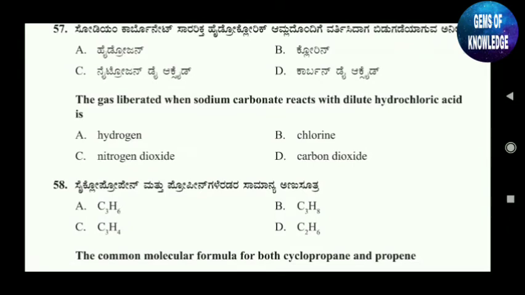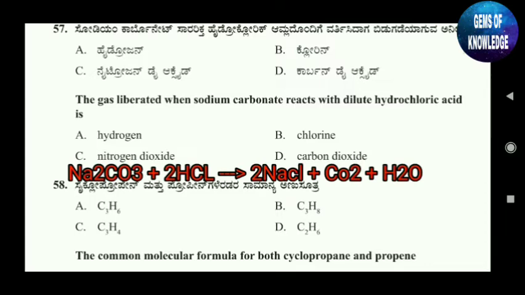The gas liberated when sodium carbonate reacts with dilute hydrochloric acid is. So we should tell which is the gas which is liberated. You can see the following reaction here. Sodium carbonate can be written as Na2CO3. When it is reacted with dilute hydrochloric acid, HCl, what we are getting is NaCl plus CO2 plus H2O. NaCl is the salt formation. We get salt, carbon dioxide as well as water.